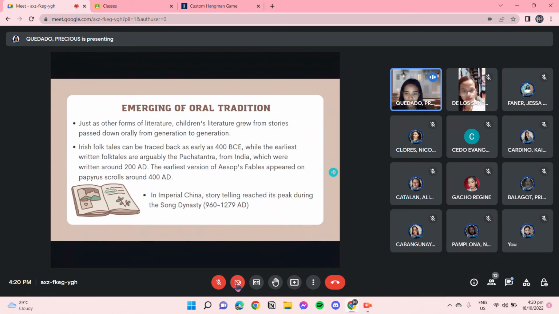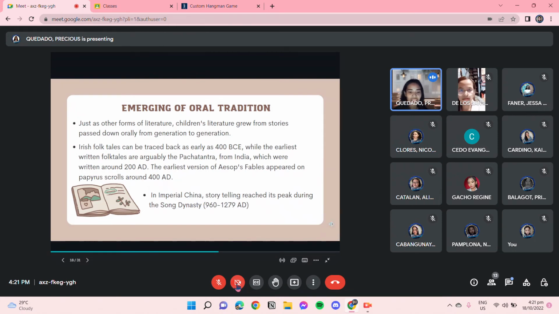They tell stories. There are times there are books, but sometimes they just freestyle. They talk to their children or tell stories to the children from the top of their head. So as you can see, after this emerging of oral tradition, there are also written literature that were found. So the Irish folk tales can be traced back as early as 400 BCE.